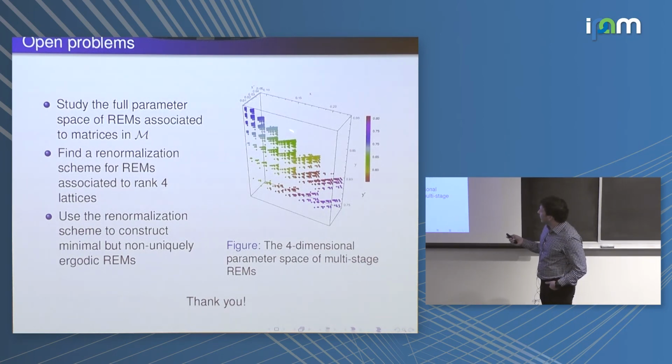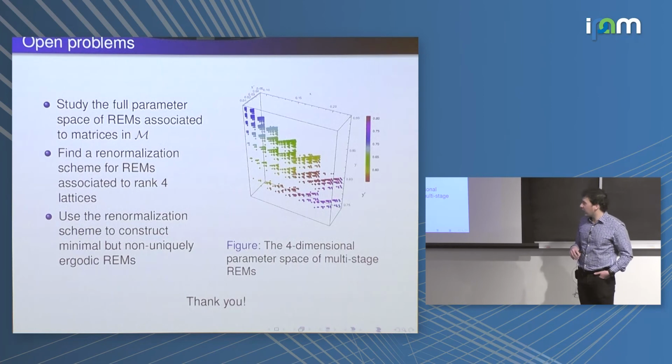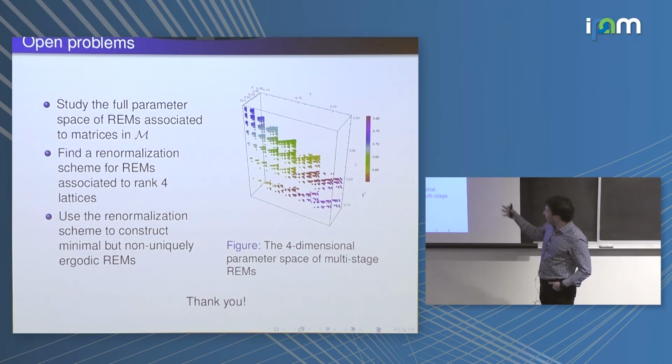So here, this is the picture that I showed before. Every point here gives you a multistage rectangle exchange map. And there are various interesting questions that we are studying about this parameter space.